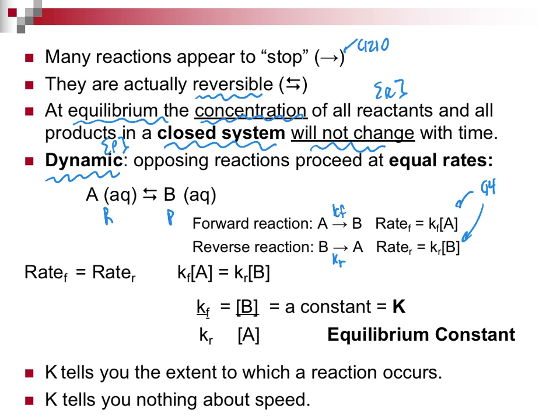If I set the two of them equal, if I say the rate forward equals the rate reverse, that's where I will have kF times [A] equals kR times [B]. So the person who developed equilibrium said, let's rearrange this equation. Let's put the rate constants on the left. Let's put the concentrations on the right. And this is how the equilibrium constant is defined.